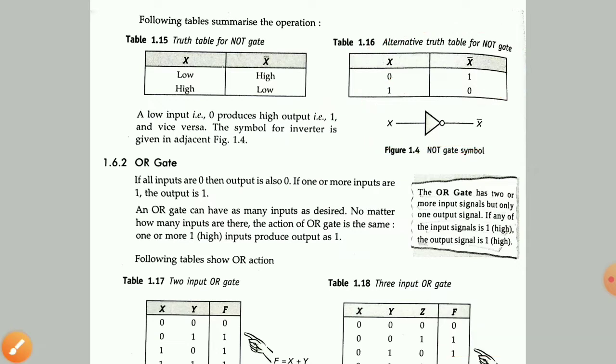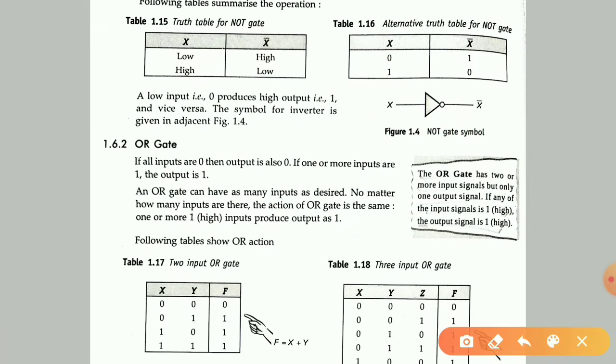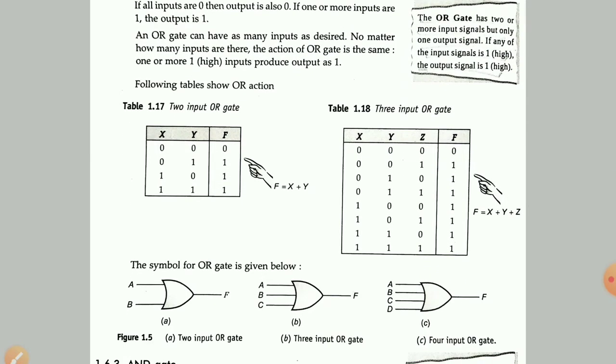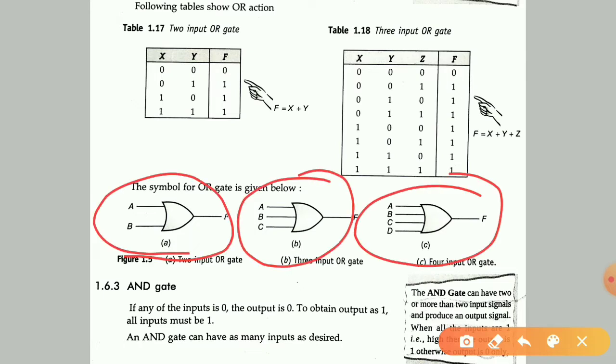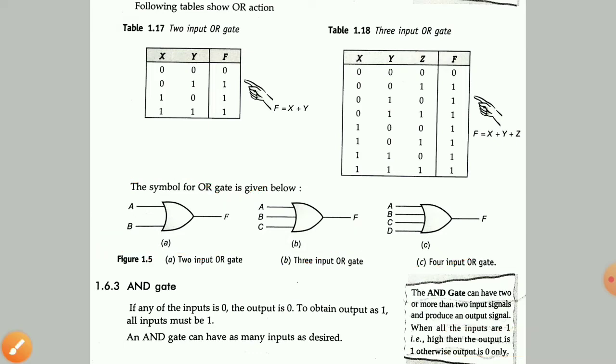Clear? Now let's come to the next topic, the OR gate. The OR gate has two or more inputs. That means the OR gate is a gate which has two or more than two inputs, and it gives one output. Clear? You can see this is the symbol of the OR gate. This is the 2 input, this is 3 input, this is 4 input. However many inputs there are, more than 2, the output will be 1.